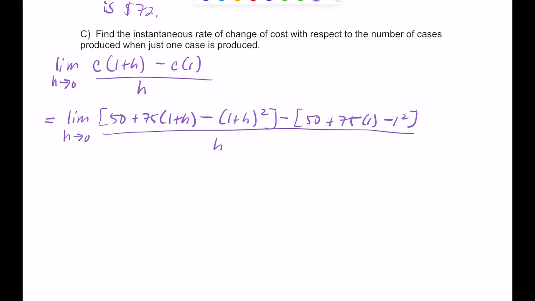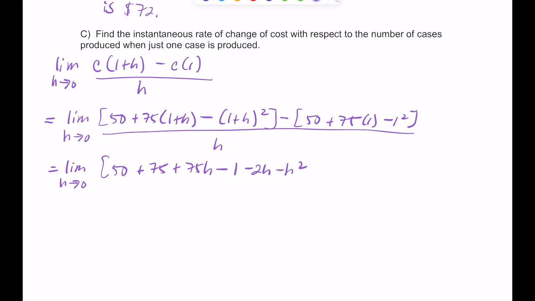Okay, now you're going to want to go through and expand. So you would want to distribute the 75, and then FOIL this out, and simplify that also. So you would get the limit, and then it would be 50 plus 75 plus 75h minus, when you FOIL out 1 plus h squared, you end up with negative 1 minus 2h minus h squared.